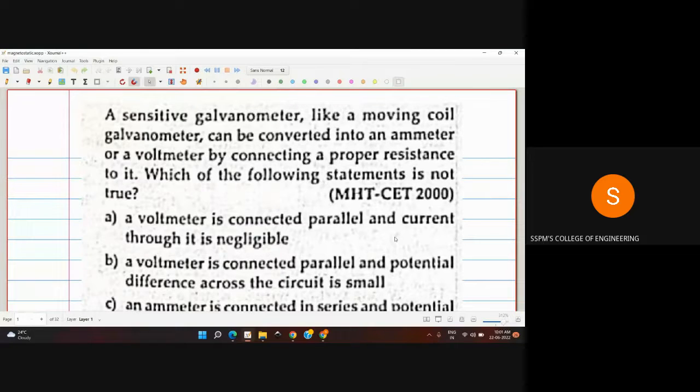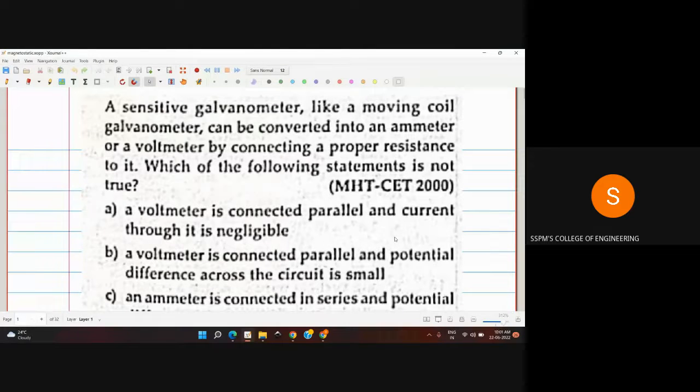So let's start. First example, we can read the example. The example is based on the galvanometer, and you know the galvanometer is used to measure either voltage or current, isn't it? If you want to measure the current with the help of a galvanometer, then it can be called an ammeter. And for the measurement of voltage, the galvanometer acts as a voltmeter.